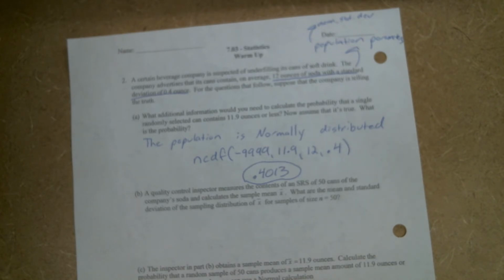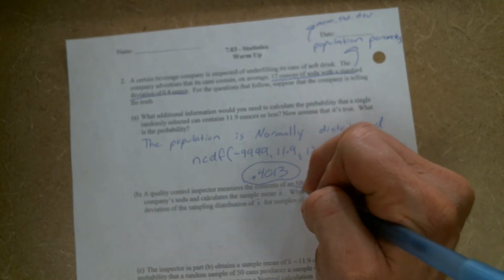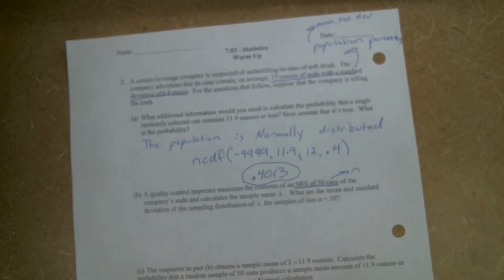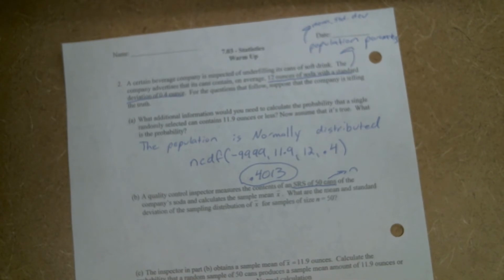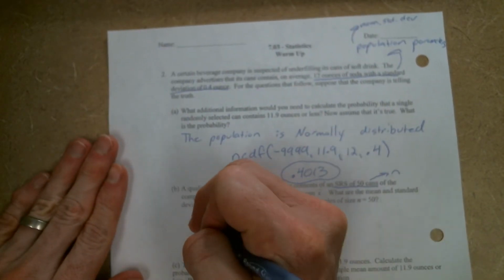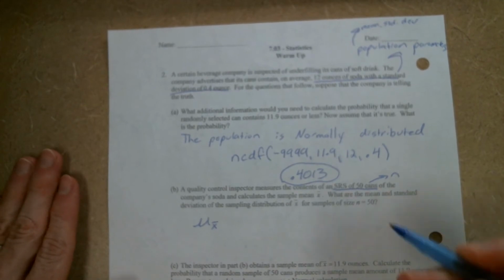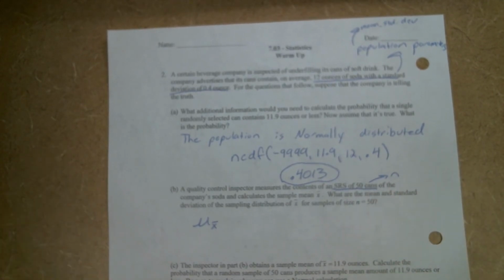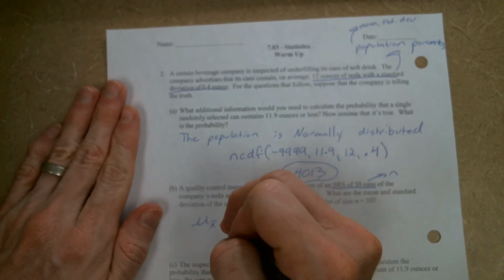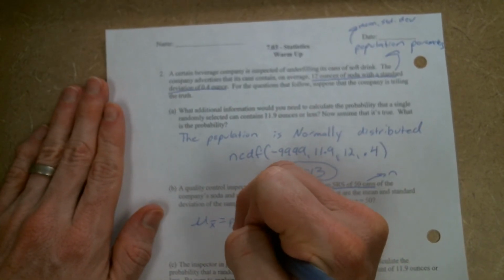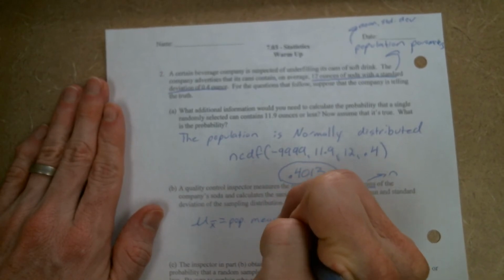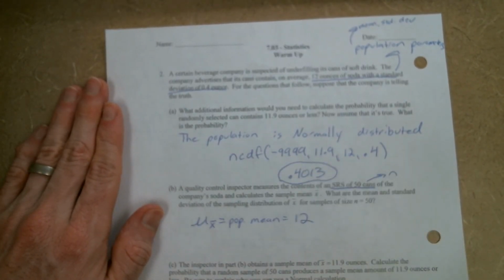A quality control inspector measures the contents of an SRS of 50 cans. So this is our N. Of the company soda and calculates the sample mean. What are the mean and standard deviation of the sampling distribution of X bar for sample size of N equals 50? So that's saying the mean of X bar. If you were to calculate a whole bunch of samples of size 50 and get those means, what would they average out to be? Now again, this always just works out to be the population mean, which they give us in the problem as 12.